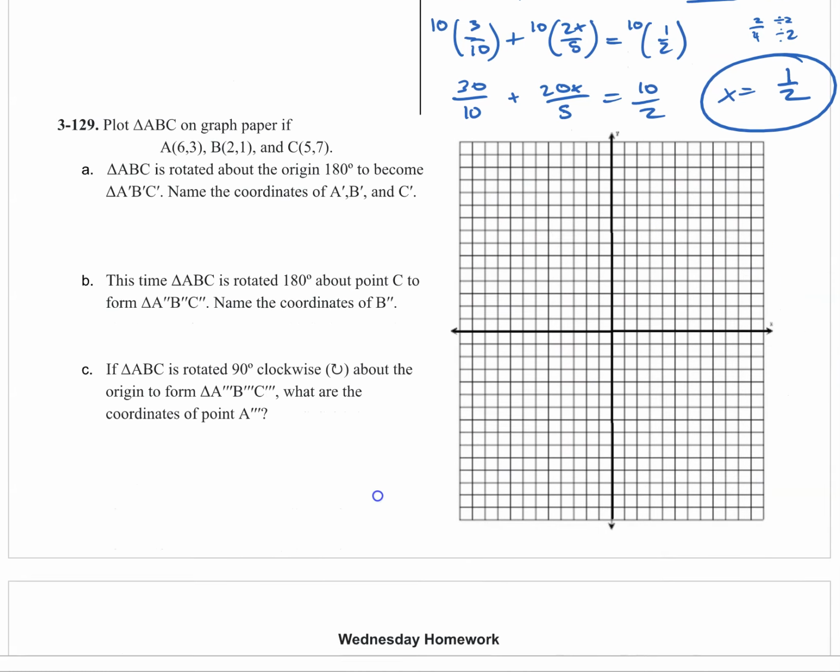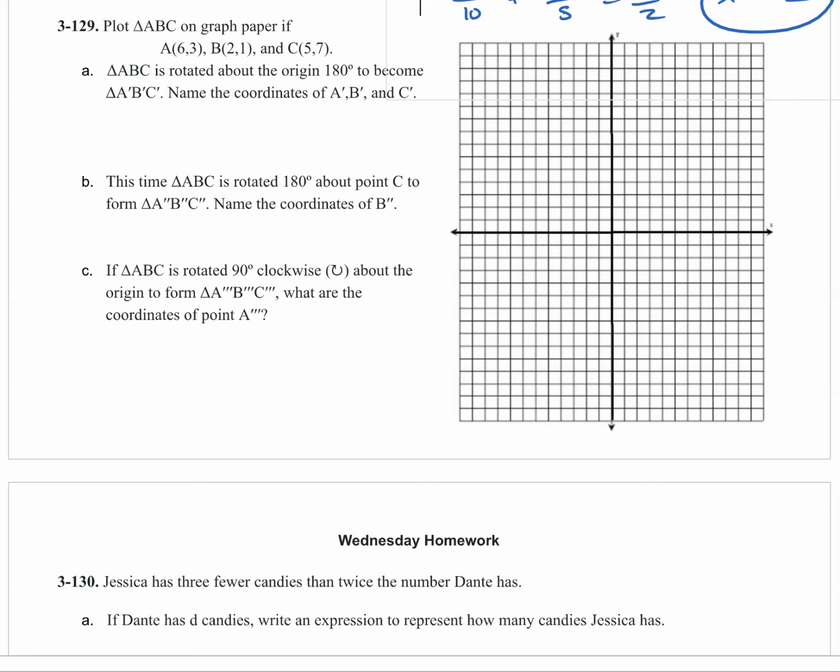Alright, 3-129. Plot ABC on graph paper. If A is 6, 3, B is 2, 1, and C is 5, 7. Let's see, 1, 2, 3, 4, 5. 1, 2, 3, 4, 5, 6, 7. There we go.